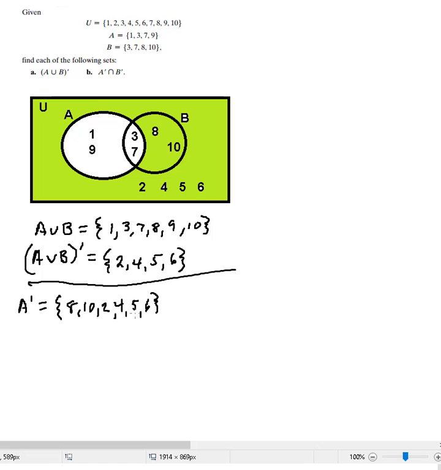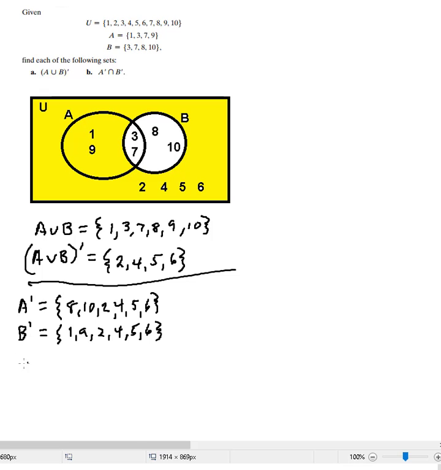How about the complement of B? A little color helps us to see that everything that's not in B, in other words in yellow, is 1, 9, 2, 4, 5, and 6. The ones in white are in B.